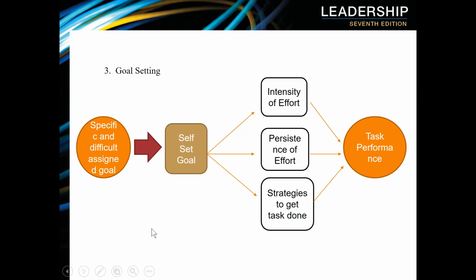So another thing related to path goal is goal setting. So it's important to think about goal setting. Are the goals specific, and are they difficult? Do you have the ability to do them? Do you have input in setting the goals? And if you do, it's going to lead to task performance. It's going to lead to your intensity, persistence, and you're going to think about ways to get the job done. So there's the goal setting element. In the path goal theory, this is the characteristics of the task being done.